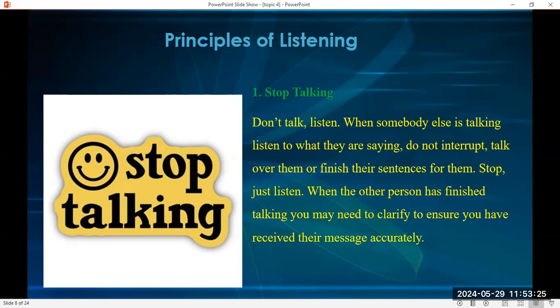Don't talk over them. Don't finish their sentences for them. People are very good at finishing people's sentences. I was going to the shop, and you say, not to the shop, to the garage. And when I got to the garage, I met this, you say, pastor or young man. No, stop finishing sentences for people. Give them time, listen to them.